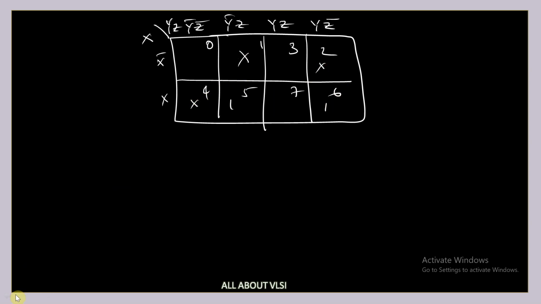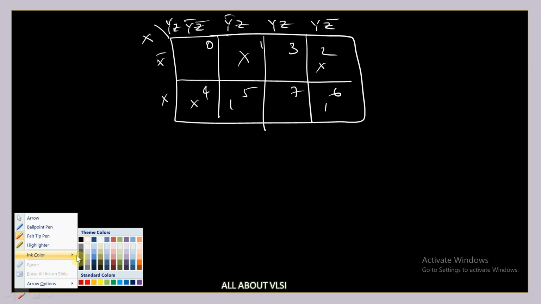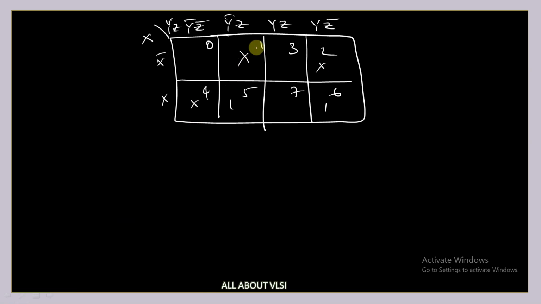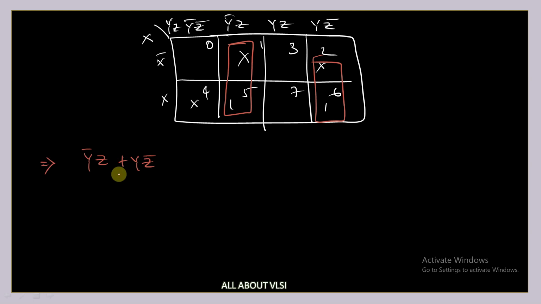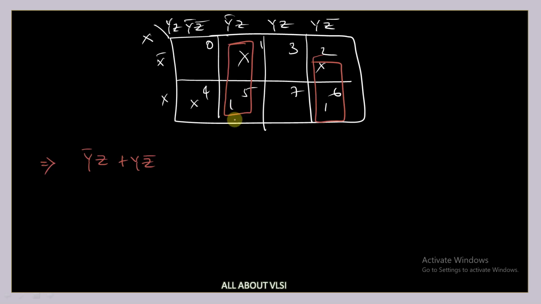So let us try to group them. Let us try to see what are the possible groupings. So we can group this two and we can group this two. Okay. So that the answer will become y bar z plus y z bar. This is our first answer we are getting. No need of grouping this because it is already grouped. Okay. So are we getting this solution y bar z plus yz bar? Fourth option we are getting now.